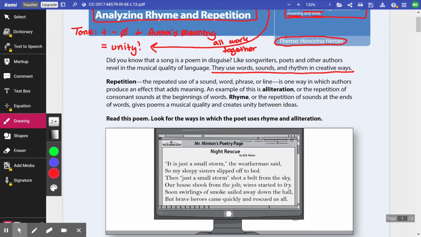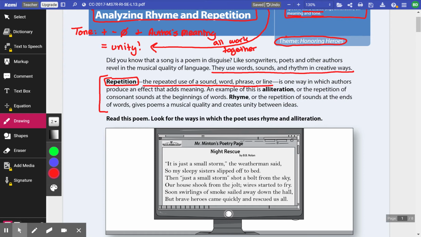All right, so now let's kind of get into the meat of this and see what it's telling us. So it says repetition is the repeated use of a sound, word, phrase, or line. So we already knew that. This is not something new. We know repetition is something that's getting repeated over and over again in a text. Repetition can deal with sounds, it can deal with words, phrases, or maybe an entire line of a poem, just depending.